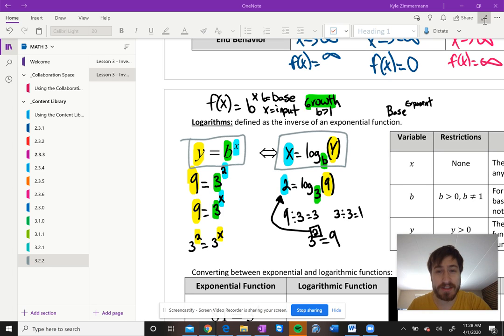Hey, good morning, guys. We're going to continue to explore logarithms and see why they're actually useful and practice converting between forms. Let's go ahead and dive on in.